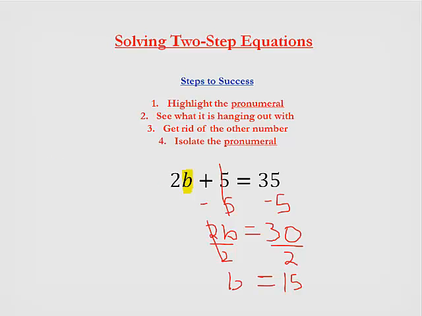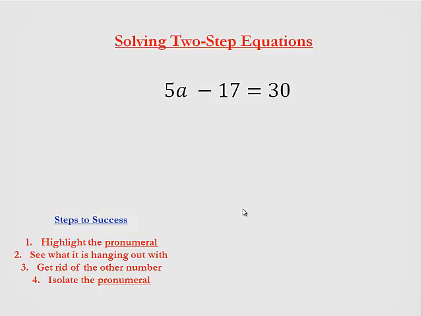Let's try another one. We have 5a minus 17 is equal to 30. Okay, highlighting the a, the pronumeral, we notice a is hanging out with 5. So we must get rid of the minus 17. To get rid of a minus 17, we add 17 to both sides. Notice they're lined up on either side of the equal sign. Minus 17 plus 17 crosses off. We're left with 5a on the left-hand side and 30 plus 17, which is 47 on the right-hand side.